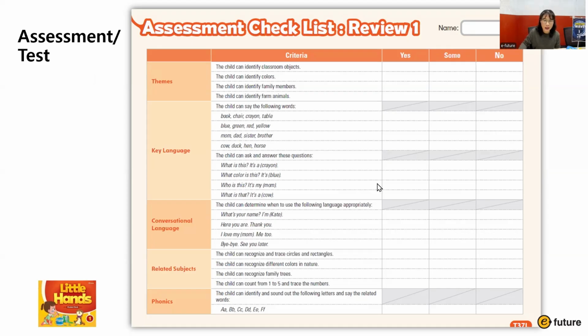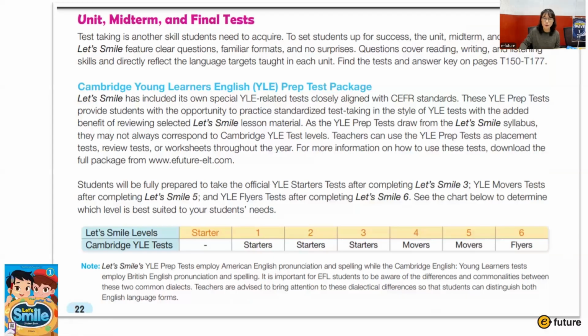So here, this is from Little Hands. Little Hands is for kindergarten young learners, and they are not up to that level for tests. So we provide assessment checklist. Okay, so you can go through this checklist and assess the students' progress. We also provide, remember, unit test, midterm test, final test, and YLE prep test. We provide this for all our course books.